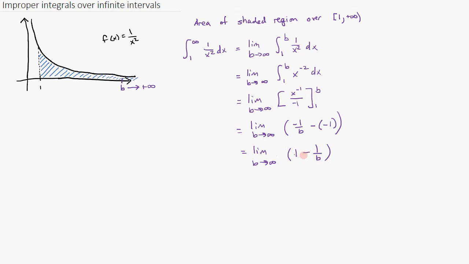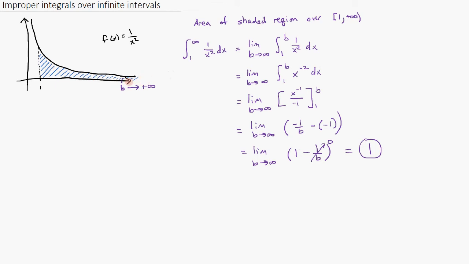Now I take the result of the integral. The area from 1 to b is going to be 1 minus 1 over b, and then I take the limit as b goes to infinity. As b gets larger and larger, this fraction gets smaller and smaller until it goes to 0, so we're just left with 1. What this is saying is that as b goes to infinity, this area is slowly increasing and approaching 1. So even though the extent of the interval is infinite, the actual shaded region has a finite area.